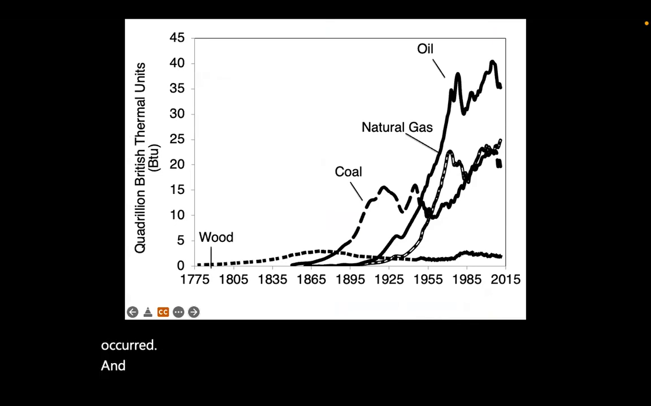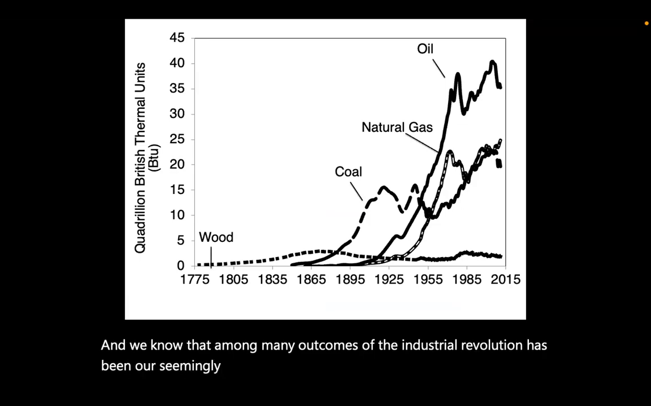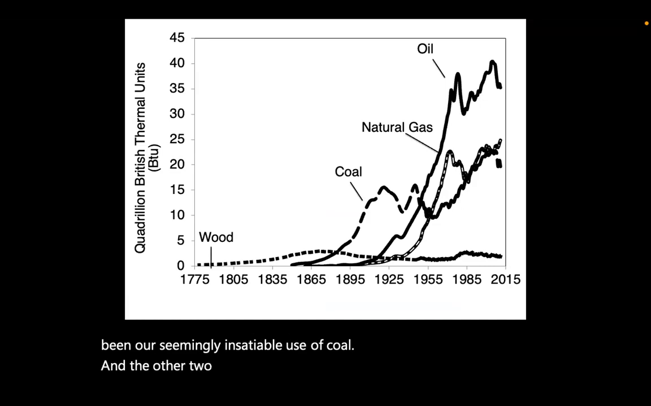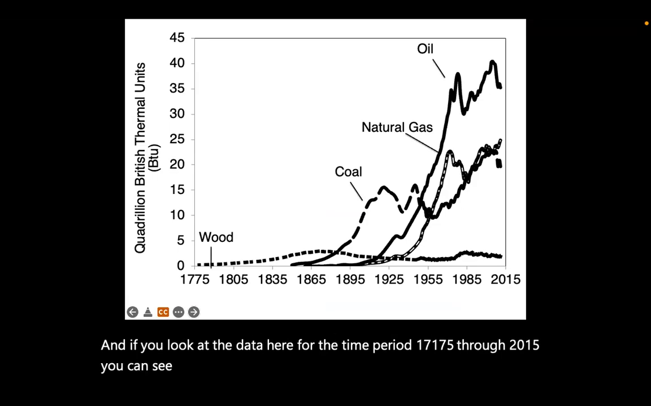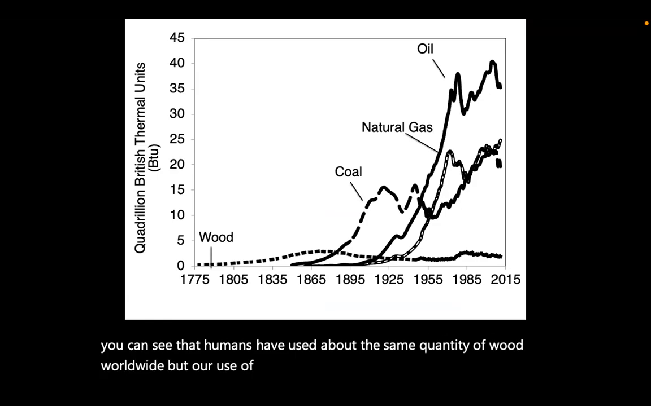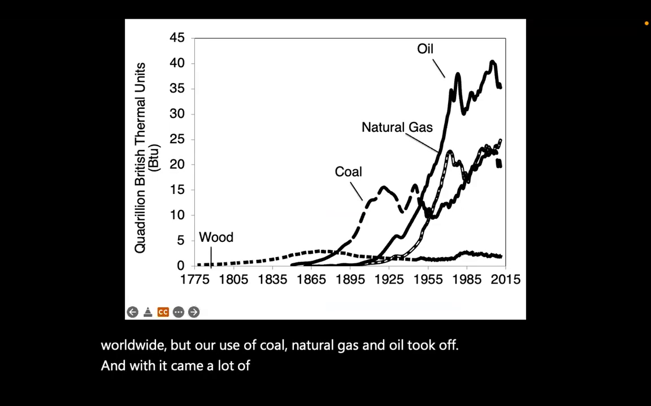And we know that among the many outcomes of the Industrial Revolution has been our seemingly insatiable use of coal and the other two fossil fuels, natural gas or methane and oil. And if you look at the data here, for the time period 1775 through 2015, you can see that humans have used about the same quantity of wood worldwide, but our use of coal, natural gas, and oil took off. And with it came a lot of things.